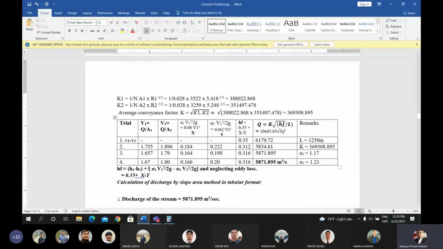Okay, and we are neglecting the eddy loss, because the eddy head loss coefficient is not given. That's why we have neglected the eddy loss.